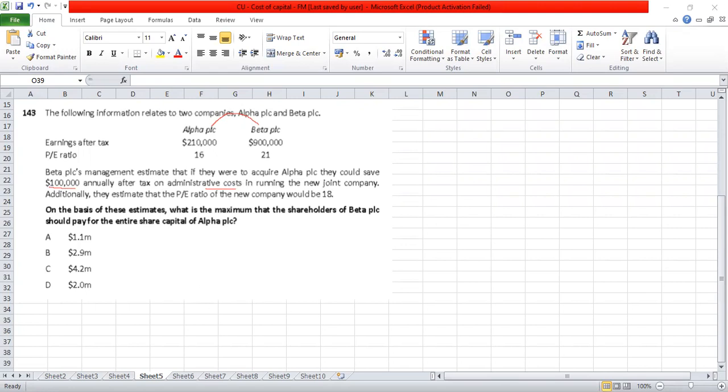So the entire share capital. The values are given to us based on the price earnings ratio. Price earnings ratio is the present earnings position. So price earnings ratio talks about the present situation. Based on that, how much would they have to spend to get the total value of the total company? So first they need to find out what is the value of the company.